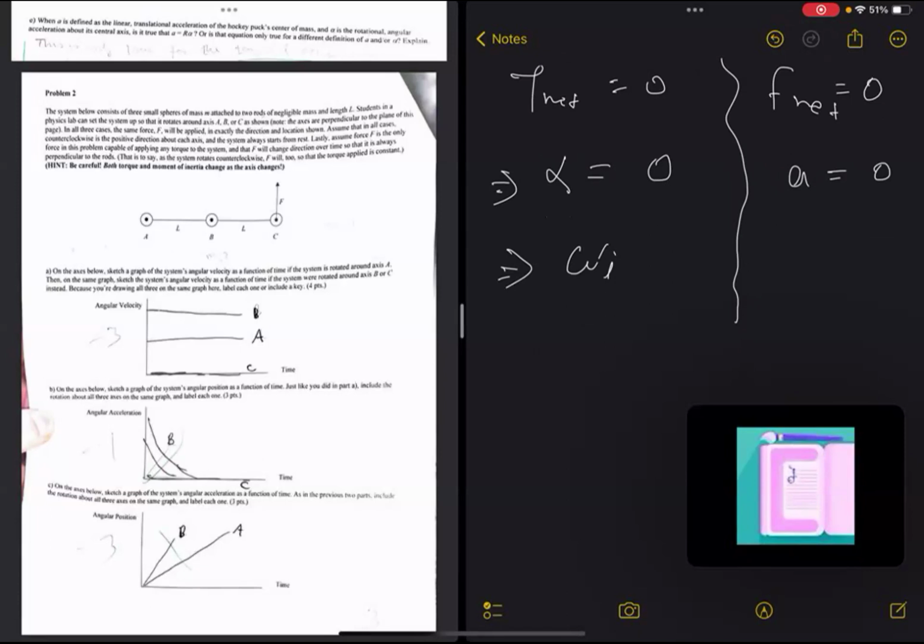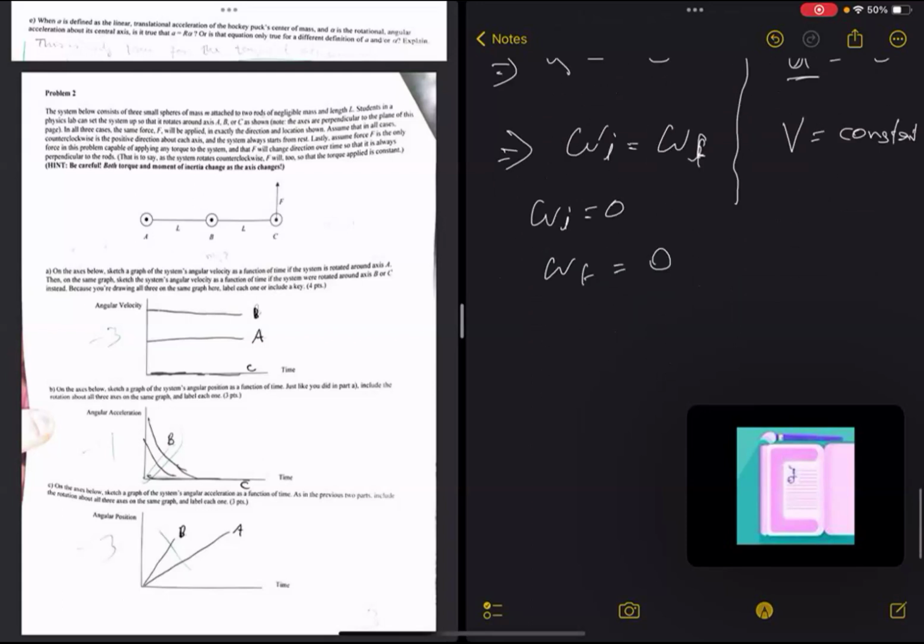Now, when acceleration is zero, what do you know about velocity? Velocity is constant. Perfect. So what will be constant in the angular term? Angular velocity. So omega i equals omega f. And what is omega i in this case? Zero. So omega f will be zero.